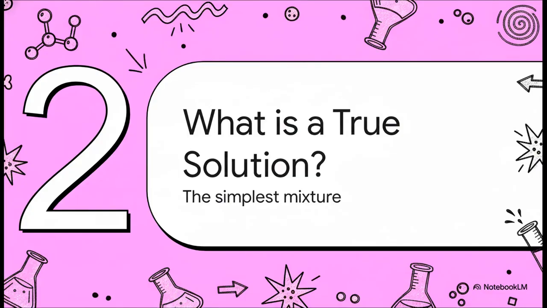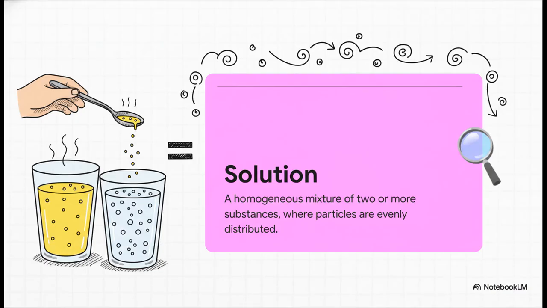This brings us to our first category, and it's probably the one you know best from your daily life. It's called a true solution. Now, a solution is what we call a homogeneous mixture. It's a bit of a scientific term, but all it means is that the mixture is exactly the same all the way through. It's uniform.